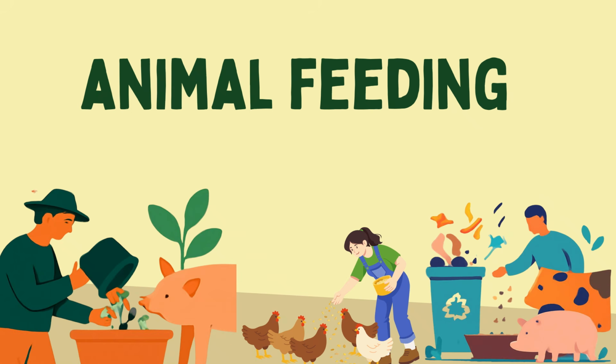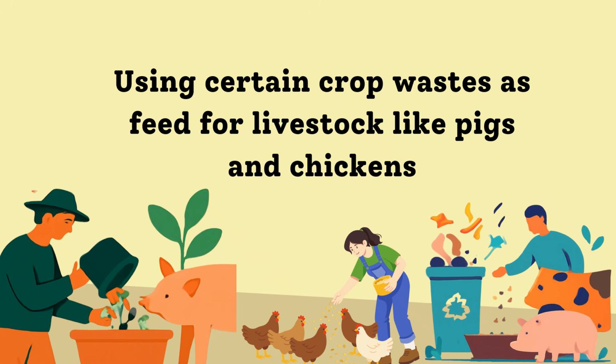And lastly, we have the animal feeding. Using certain crop waste as feed for livestock like pigs and chickens. Some farm waste can be safely used as feed for livestock, such as pigs, chickens, goats, and cattle. Examples include vegetable trimmings, certain crop residues, fruit peels, and leftover farm produce.